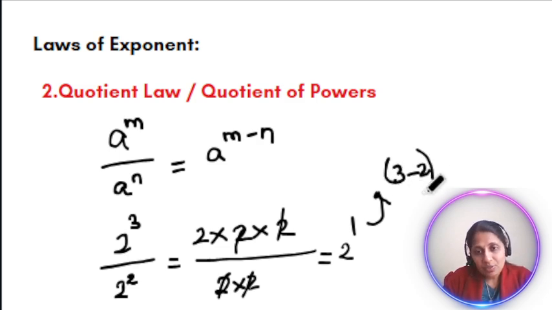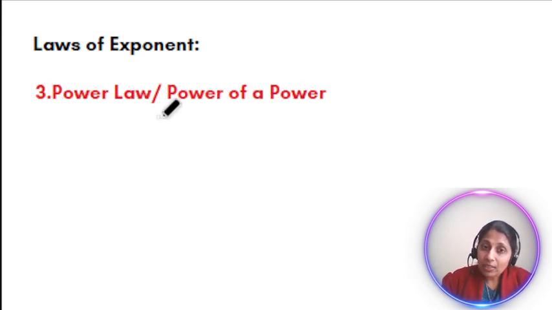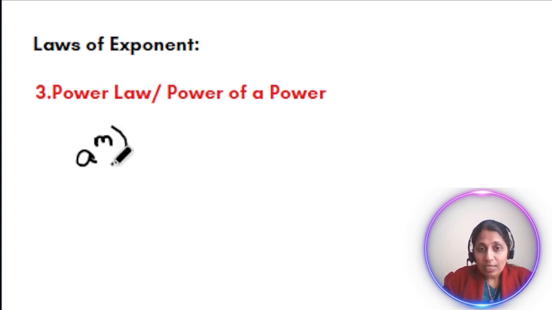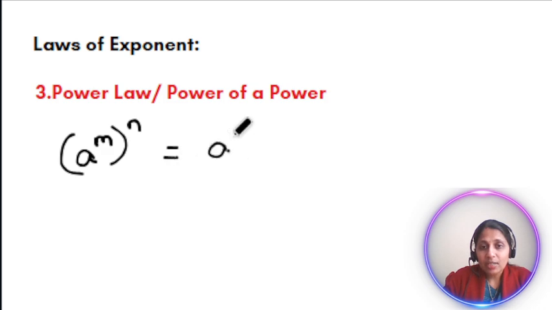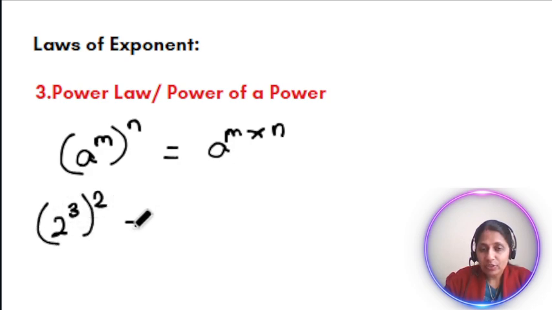The power gets subtracted. So always remember again, when the same base, not different base, same bases are divided, the power will get subtracted. The third law is power law or power of a power. So what does it mean by that? We already have a power that is again raised to a power. In such cases, we can just multiply both the powers, m times n. So say for example, 2 to the power of 3 is raised to the power 2, which means 2 to the power of 3 is repeating 2 times.